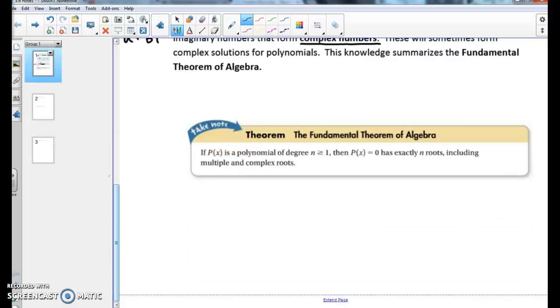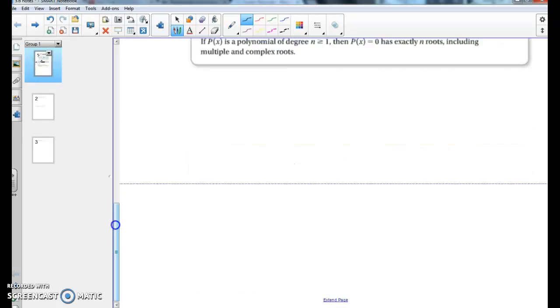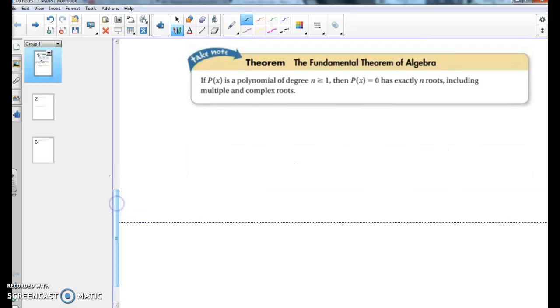So down below in this box, it reiterates that a polynomial of degree n greater than or equal to 1 has exactly n roots, including multiple and complex roots. So what I mean is if we have a polynomial of, say, degree 4, you might have 4 real roots, or you might have, for example, maybe 2 real roots and 2 imaginary roots. So it can be all real, or it can be a combination of real and imaginary.